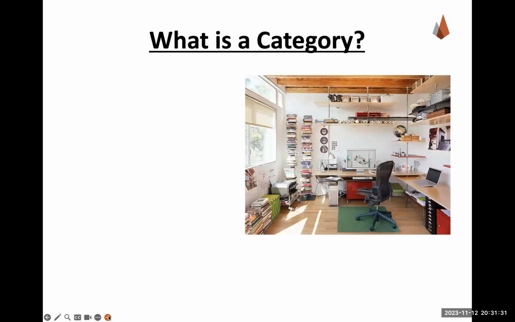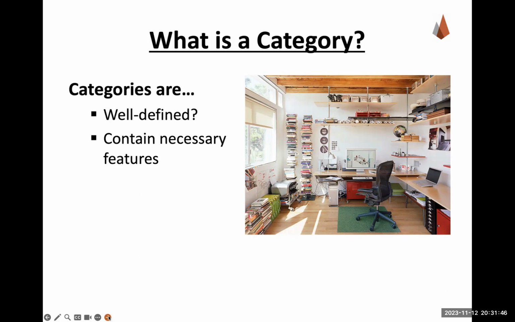So now we can discuss and define categories. What exactly is a category? It has been historically thought that categories are well defined with necessary features that are jointly sufficient for membership, meaning a category was clear cut with features that were all examples of the category.